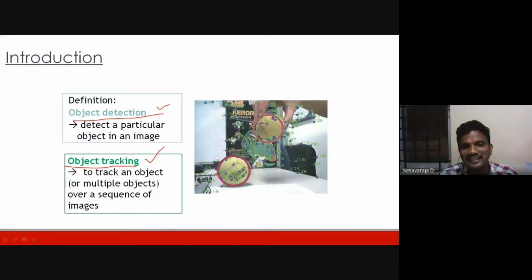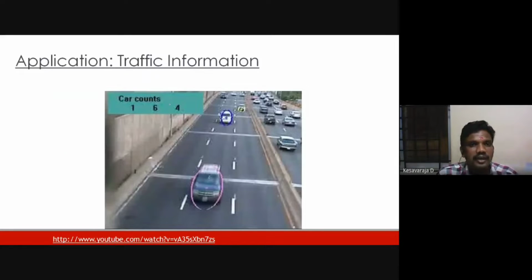That's called augmented reality. So you can detect all those objects; augmented reality recognizes the object and then extracts the information. So it will detect the object as well as track the object. That's fine. Yeah, the traffic information, object tracking, a picture.